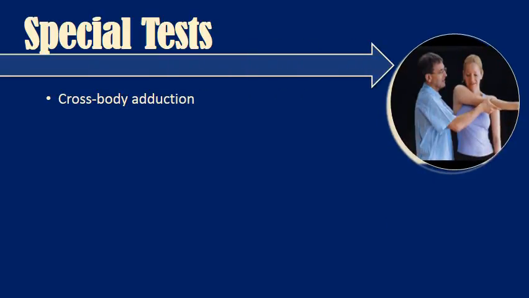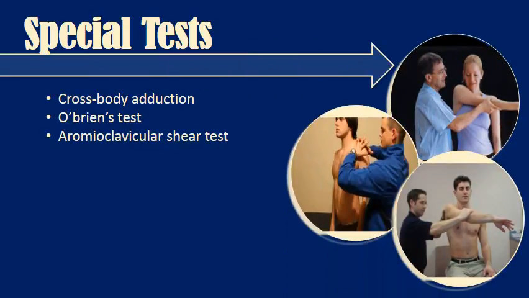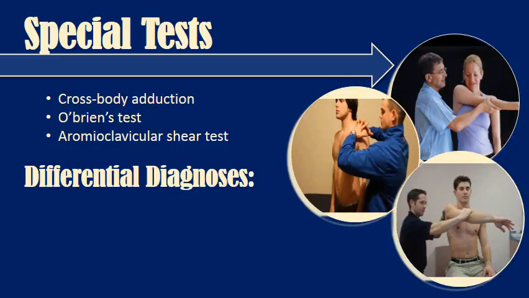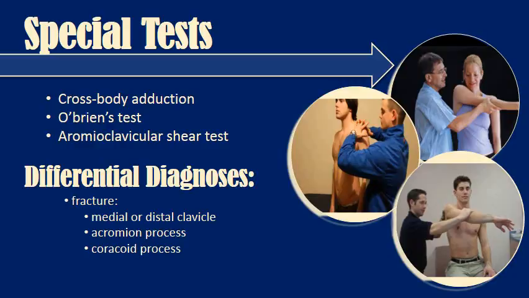Special tests. A positive on the following special tests suggests AC joint injury: cross-body adduction test, O'Brien's test, and the AC shear test. Differential diagnoses. Other diagnoses to consider with these patients include fractures. Fractures can be of the medial or distal clavicle, the acromion process, or the coracoid process. It is also important to consider rotator cuff tears.